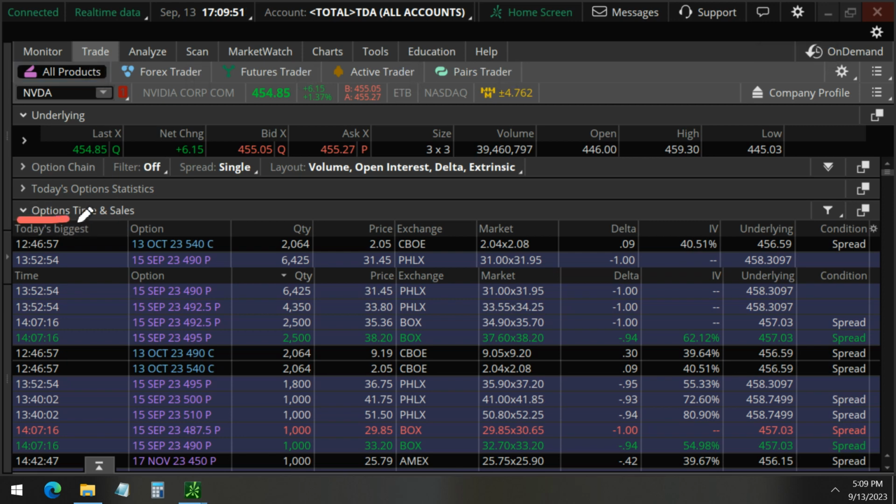For the options time and sales tape today, we can see that for these large quantities here, most of this was deep in the money, very high deltas. However, we see these 2064, these were out of the money calls here for the October 13s, 490 strike calls and 540 strike calls. So what is going on here? Let's take a deeper look at the options chain.